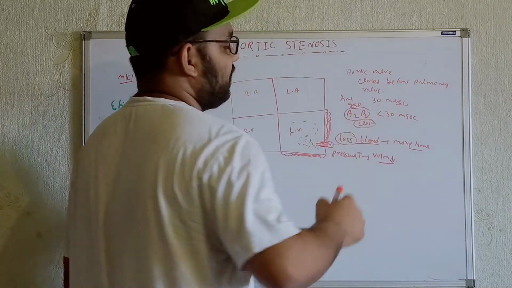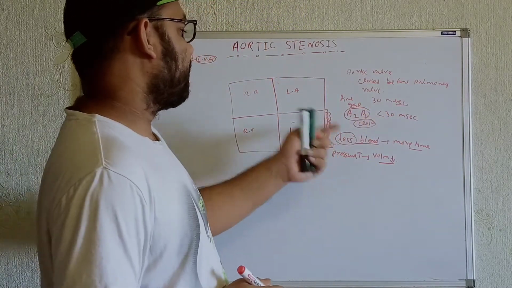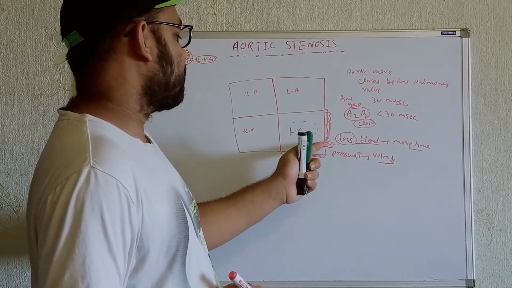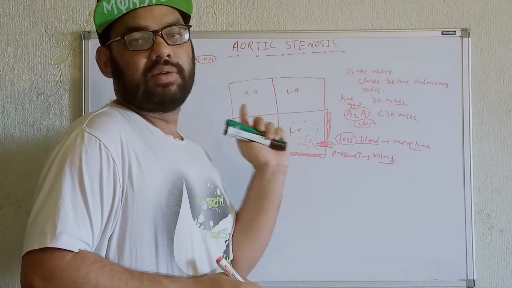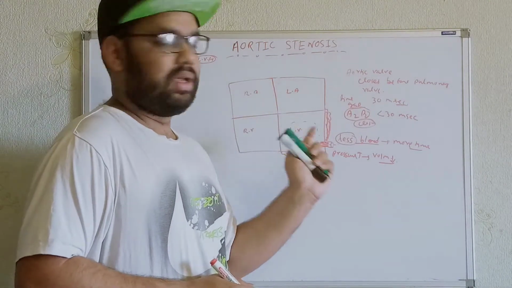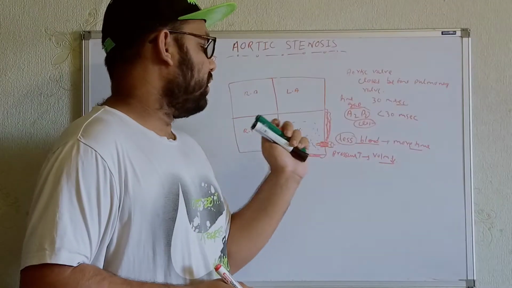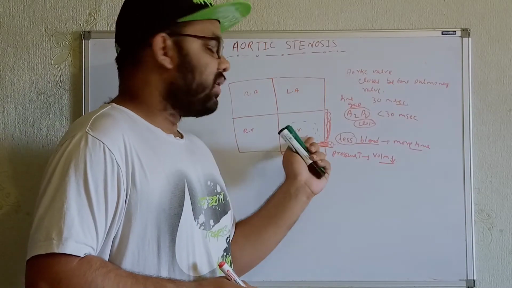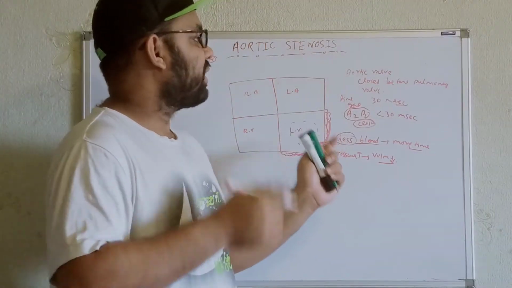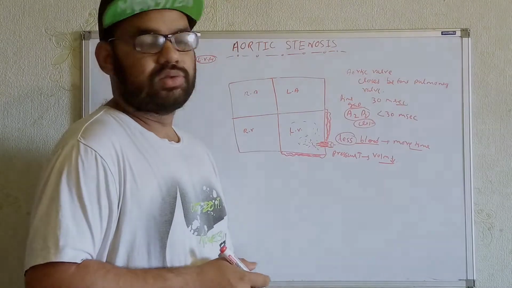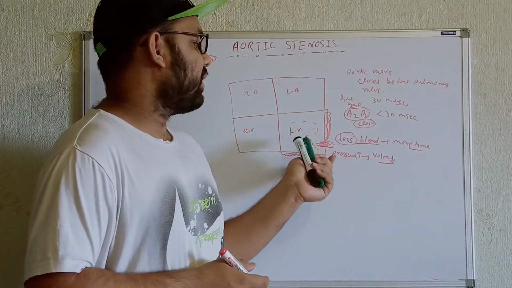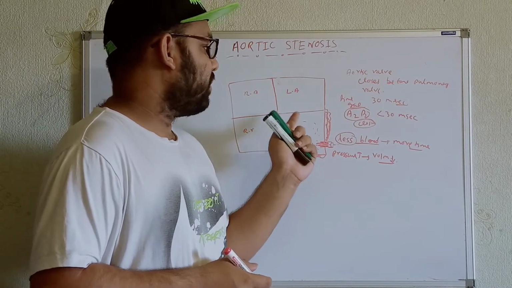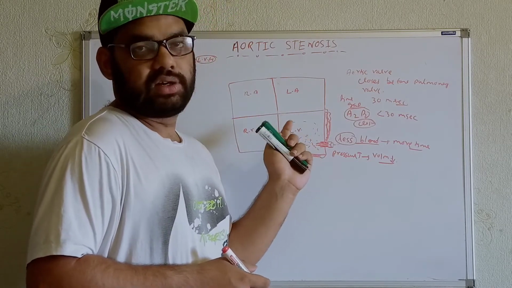Normally, what do we know? The aortic valve is supposed to close before the pulmonary valve, but here we are getting stenosis of the aortic valve. As a result, the aortic valve will take more time to push the blood from the left ventricle to the aorta. Okay, so there will be closure of what? The aortic valve. So the time lag or time gap between the closure of the aortic valve and the closure of the pulmonary valve will be less than 30 milliseconds over here.